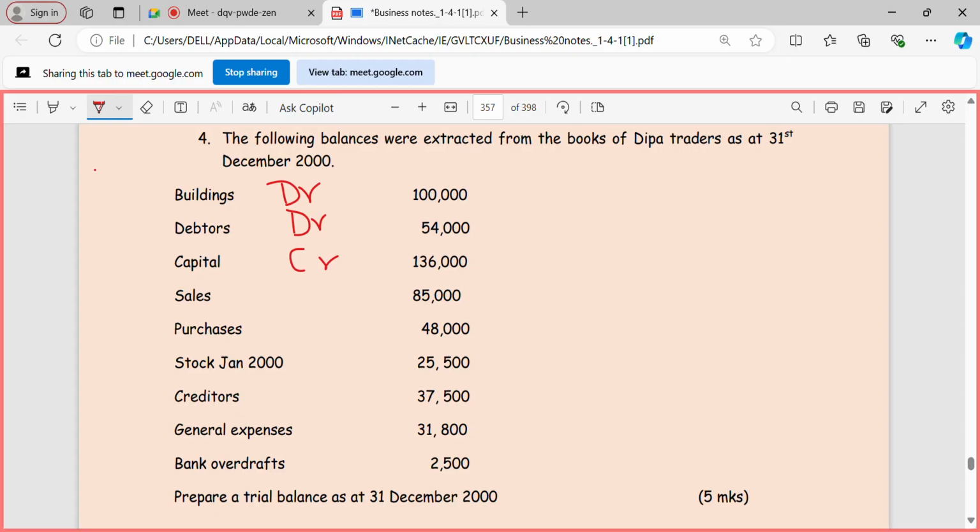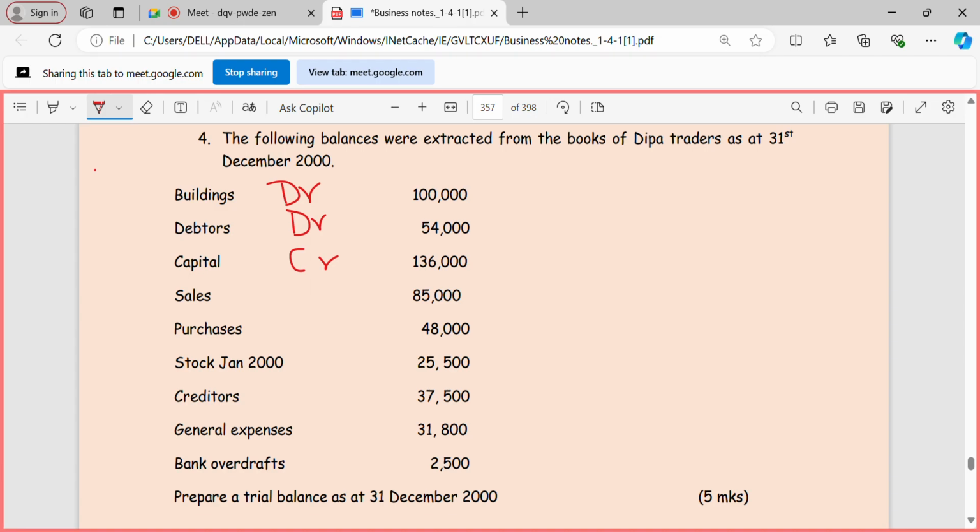So we are given the buildings. You need to know whether you are debiting something or crediting something, candidate. Buildings, that is an asset. When assets increase, of course, you are going to debit. Debtors, as the name suggests, of course, there's no doubt we are debiting that. Capital, increase in capital, you credit.